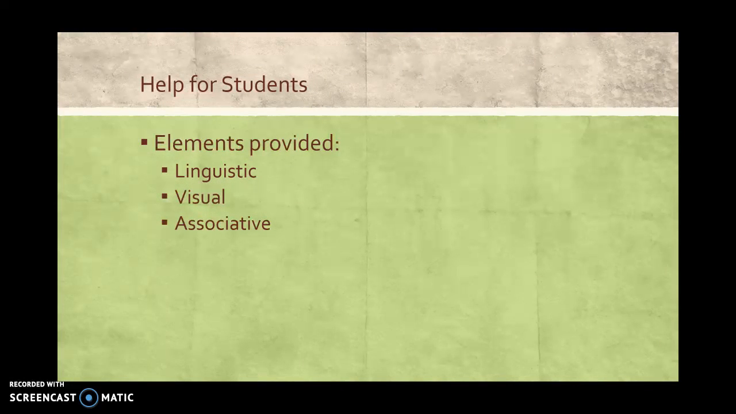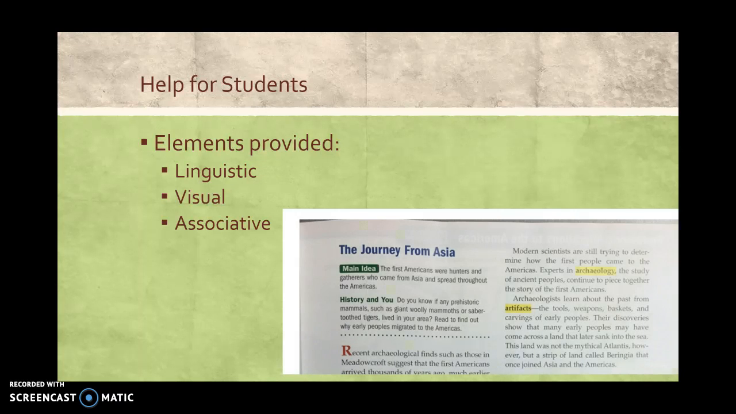So helping students to understand text, even if it's difficult, the elements provided in this strategy are linguistic, visual, and associative. So students really get to use the word, associate it with a visual representation, and then associate it to a personal association in their life. And they can take this and use it with any word in here. So archaeology, maybe the student is a fan of dinosaurs or something, and they think that archaeology, that's their association to dinosaurs, is back to archaeology.